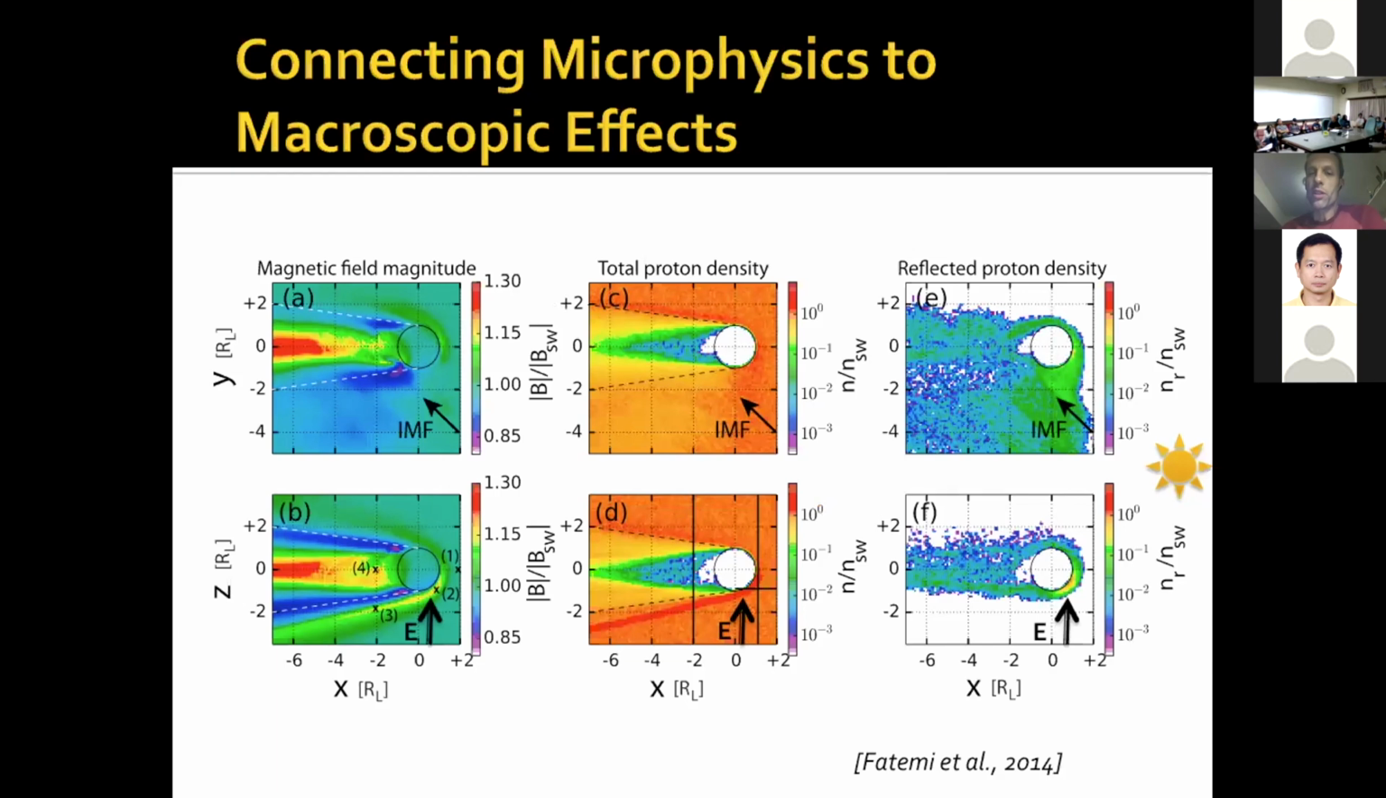According to simulations, it seems that these limb compressions may also be related to the protons which are reflected from magnetic fields. So this is a particle-in-cell simulation from Shahab Fatemi, and it's showing the magnetic field, the density, but the density has been split into two parts. It's got the solar wind density, and then it's got the density of these reflected protons. And you can see that it's just where these reflected protons maximize in density that you get a strong compression in both the density and the magnetic field. And we believe that this is due to the interaction of the solar wind with these reflected protons.